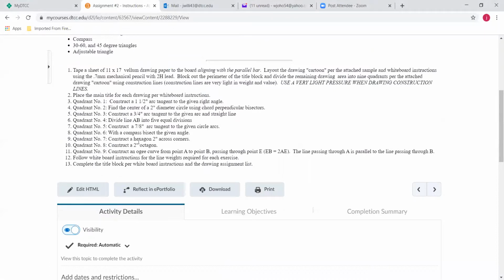Okay. So now, quadrant number 5, we're going to construct a 7/8 of an inch arc tangent to the two given, or existing, circle arcs. This is very similar to quadrant 3, so I'm just going to sketch it out again.